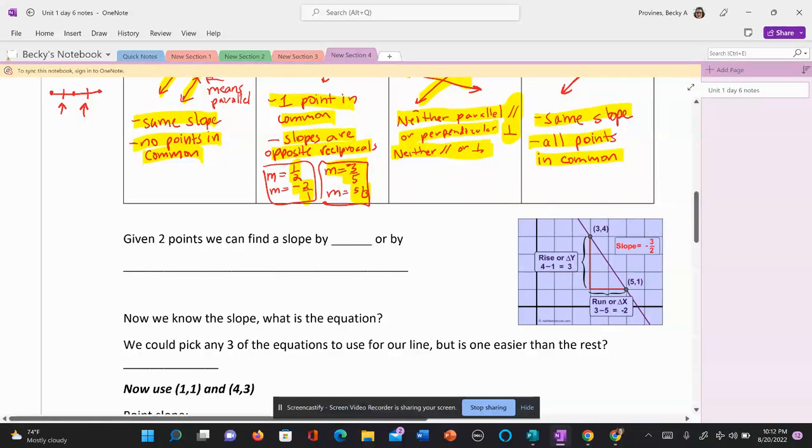And this next part should be too. If you are given two points, you can find the slope by counting. We did this last class.